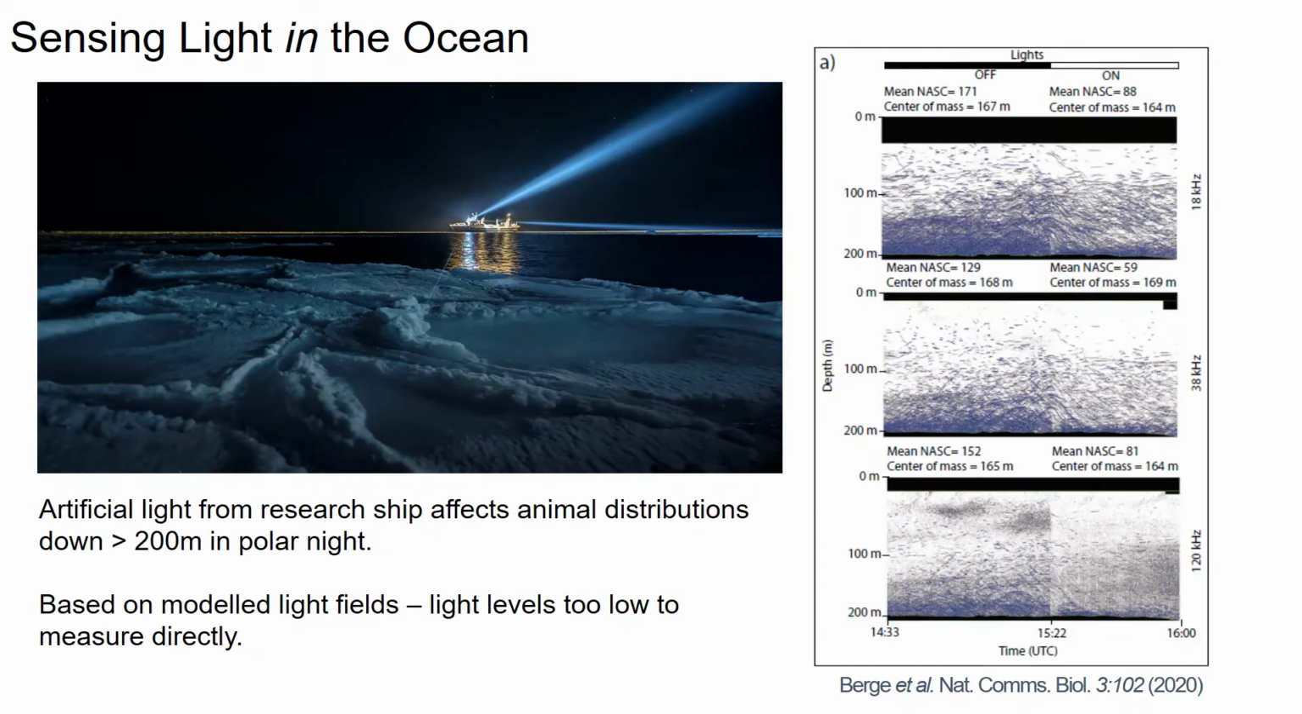As an example, here I'm showing results from work we recently published documenting animal responses to artificial light from a research ship during polar night. The acoustic sounder data on the right shows animals being startled down to at least 200 metres by ship's lights being switched on. Now ideally we would want to measure the associated light levels directly, but they're far below our current measurement thresholds, so for this paper we had to rely on optical modelling instead.